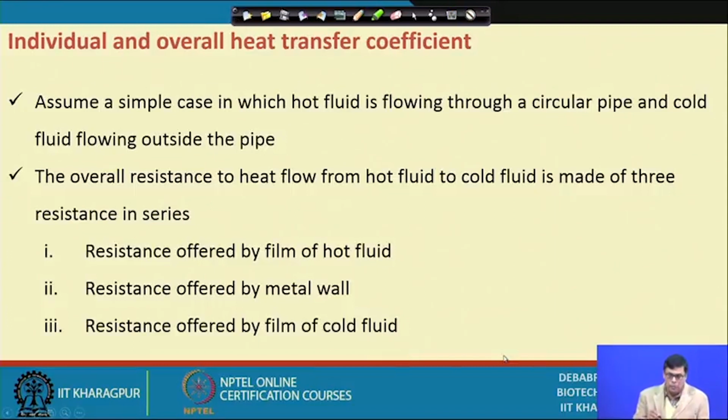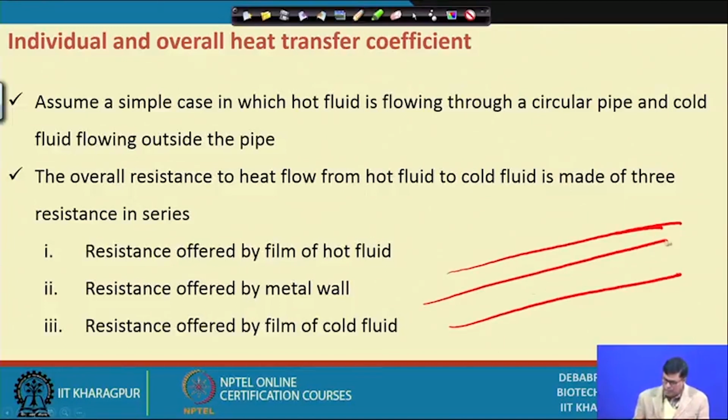Now, the individual and overall heat transfer coefficient. Assume a simple case in which the hot fluid is flowing through a circular pipeline and the cold fluid is flowing outside the pipeline. So, it is a kind of annular arrangement. The hot liquid is flowing through a circular pipeline and the cold liquid is outside the pipeline. So, cold liquid here and hot liquid here, am I right?